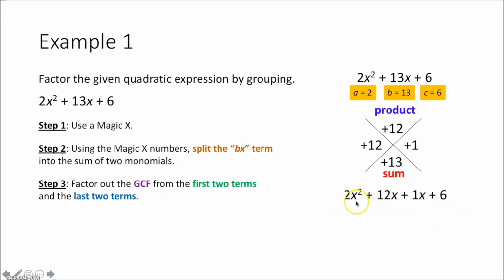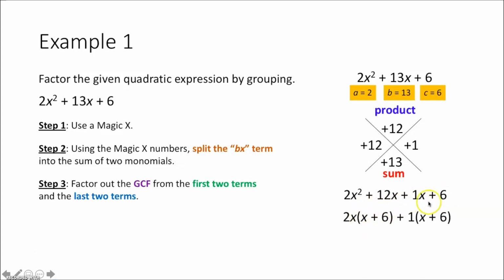So our first two terms, what do they have in common? Well, I can divide each of those by 2, and they each have an x. So I'm going to take 2x, put it on the outside of a set of parentheses, and then divide each of these by 2x to get what goes in the parentheses. If I divide this by 2x, I just get x. Divide this by 2x, I get 6. So x plus 6, that's what goes in the parentheses.